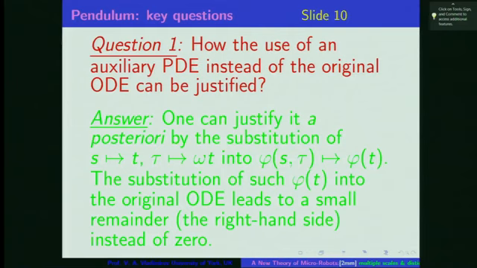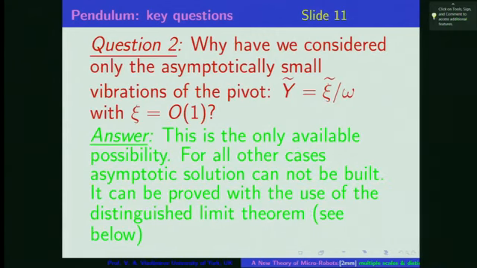Simplest possible is, of course, just direct substitution of the final solution after replacing the variables back to the original t. And another question: why is the amplitude of the pivot taken in such a strange form? If omega goes to infinity, then it should decrease as omega. And actually the answer is that this is the only possibility. If you take any other possibility, your asymptotic solution will fail.